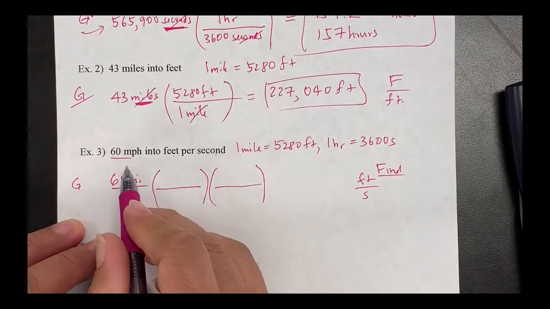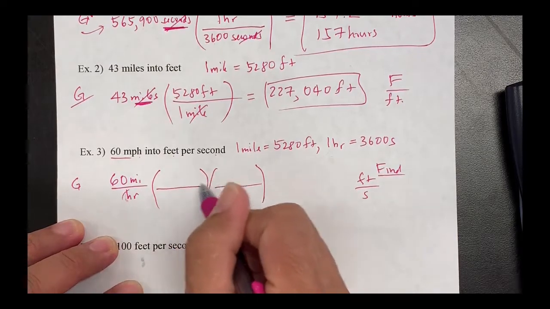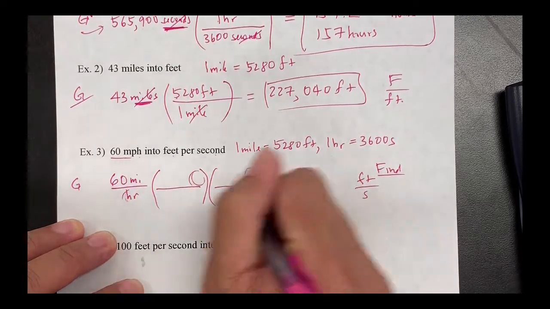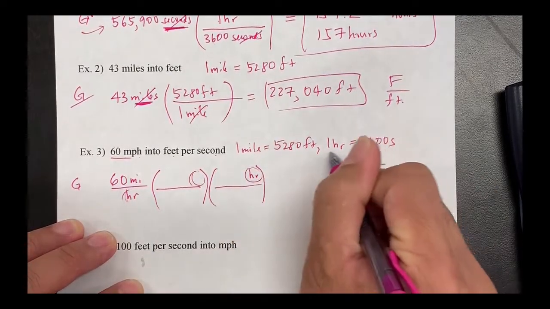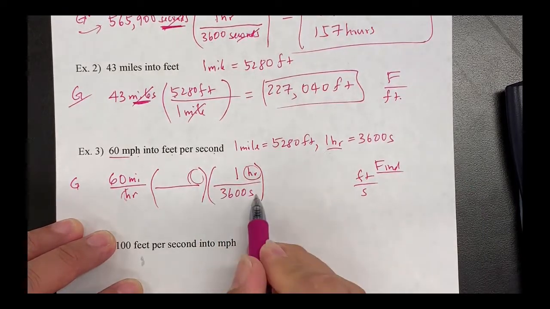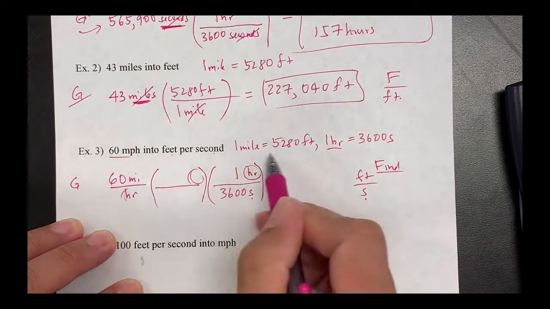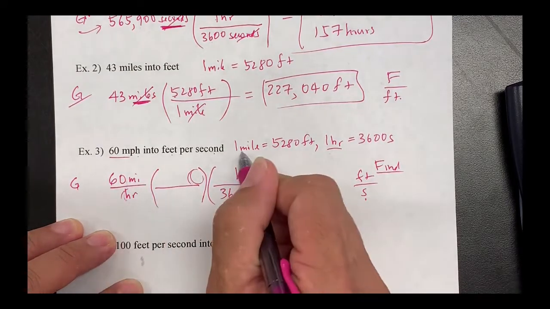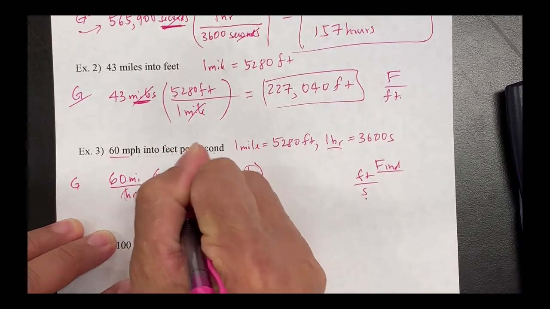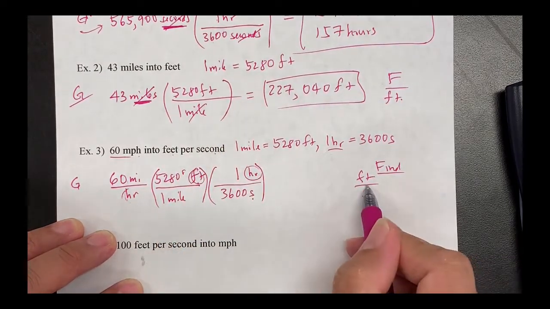And so with the hours, I see that for me to cancel out the hours, I need to put hours on top. I can either put it here or I can put it there. So I'm going to save the hours for the second one. So I'm going to put the hour here. And so that means 1 hour equals 3,600 seconds. And you'll notice with my seconds on the bottom, it matches this seconds on the bottom. With my mile, since the mile's on top, I want to put the 1 mile on the bottom. And then I'm going to put the 5,280 feet on the top. So again, the feet shows up, and that's what I'm looking for.